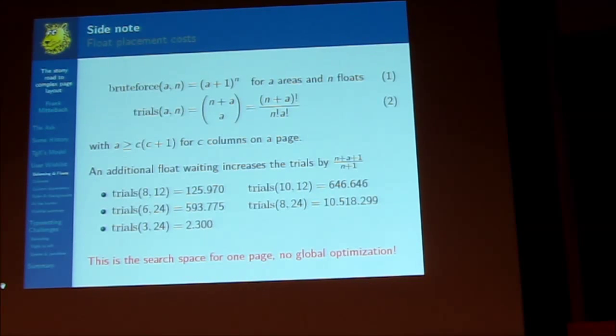But still, if you have 8 floats waiting on a 3-column page, you have 125,000 possibilities to look at in one way or the other. And if you want to look at a double spread, in other words, both pages can receive floats because you can see them on both pages, so this kind of approach where the float can come earlier as long as it's still visible, then you end up with 24 areas on a 3-column, and you see the numbers. 10 million or something if you have 10 floats waiting.